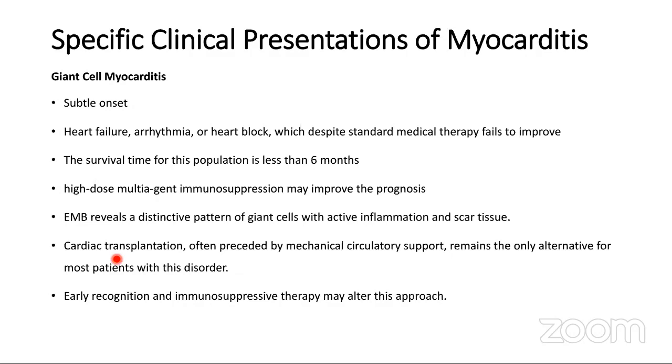Sometimes the diagnosis of myocarditis is presumptive. That means after 3 months, if the patient has improved, it is usually myocarditis. If not, it is idiopathic dilated cardiomyopathy.